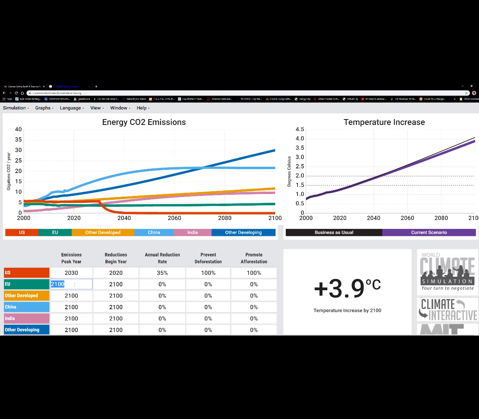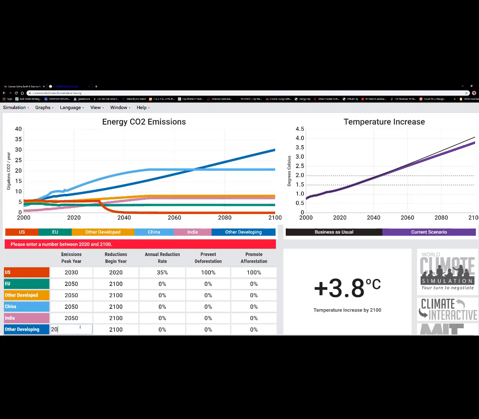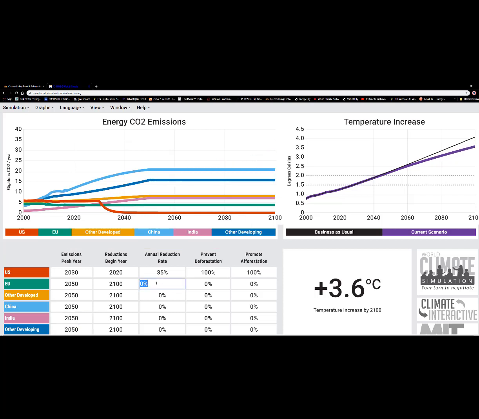Let's go with 2050 for everybody else over here. Notice it gave me a little error because I forgot I had to change my emission peak year. The rest of the world is going to be 2000, er, 2050. There we go. Now I'm going to target 35% for everybody else. I'm going to reduce my emissions. Let's start in 2030 for everybody.